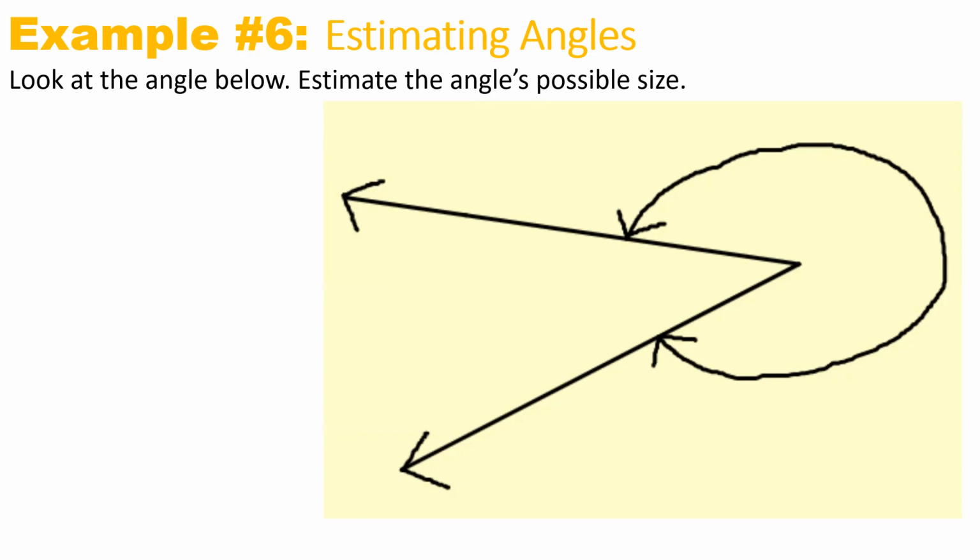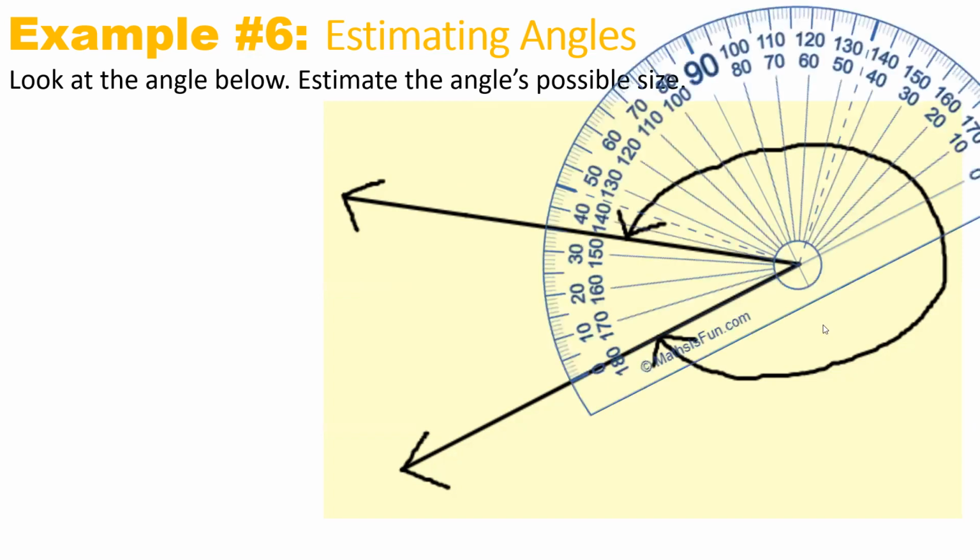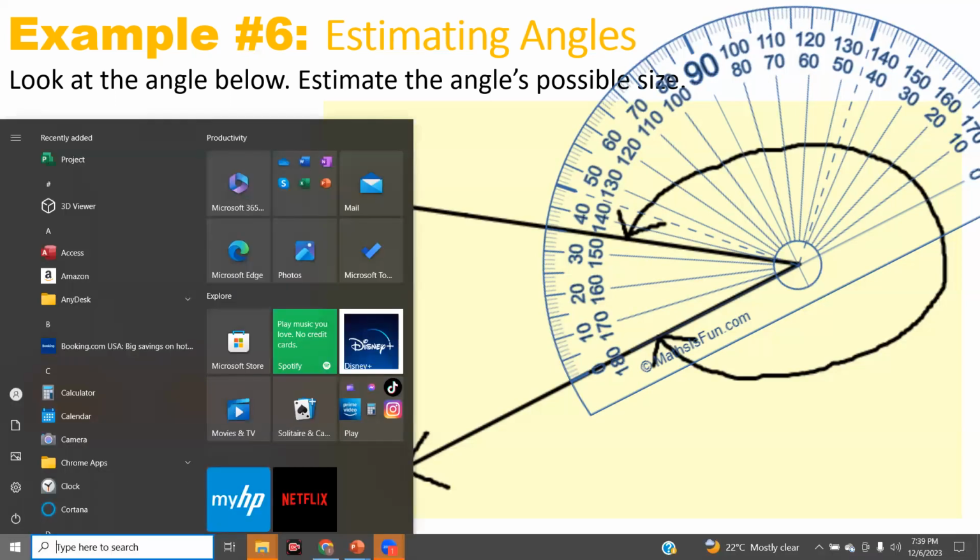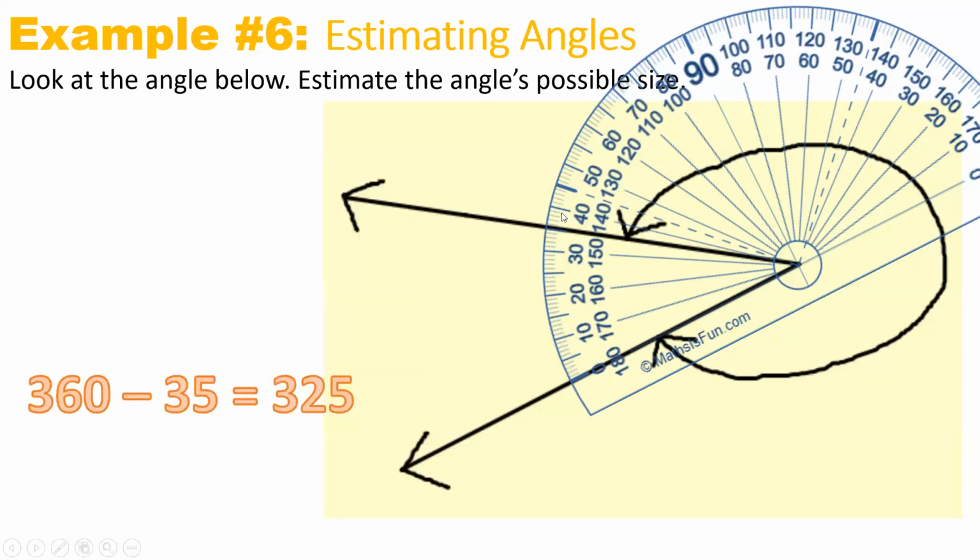So let's measure it out. We know that the inside of this thing is 0, 10, 20, 30, and 35. So 35 is going to be the inside. And so that means that what we're going to do to get the outside, we're going to minus what? 35 from 360 to get 325. So that's how we're going to get that for that one. All right. So that's how we're going to do it.